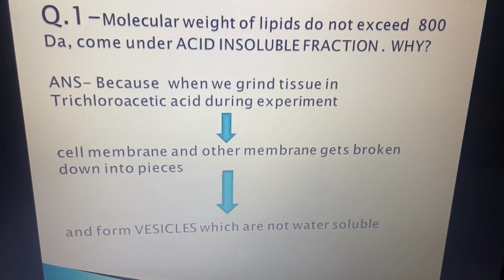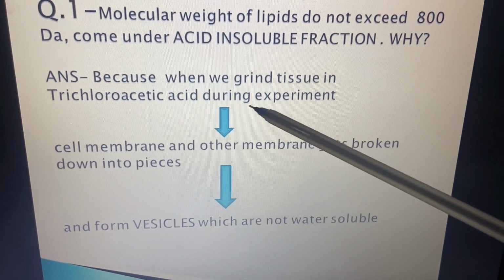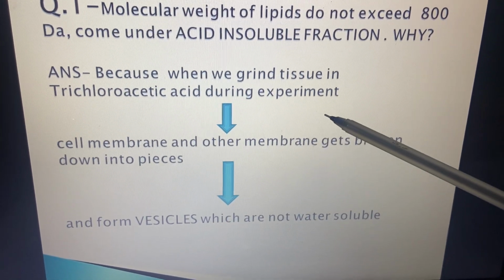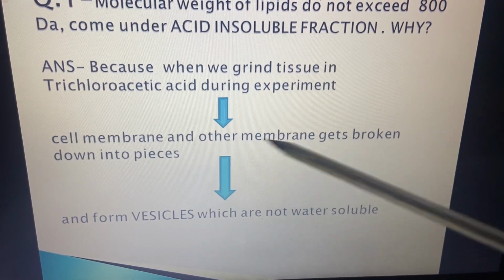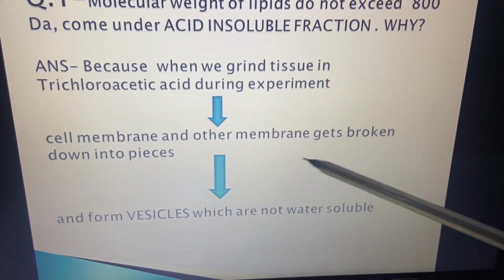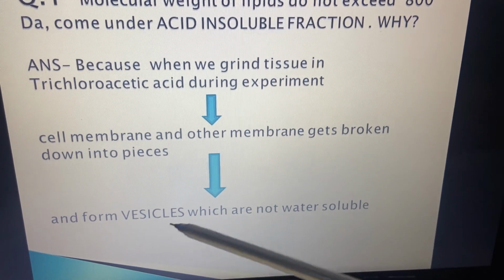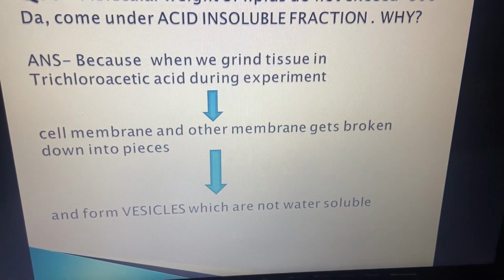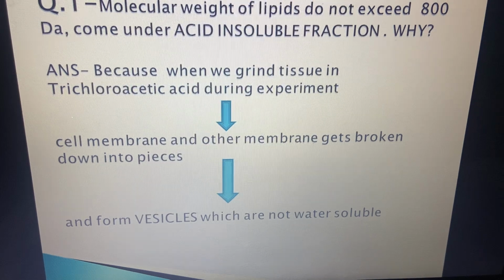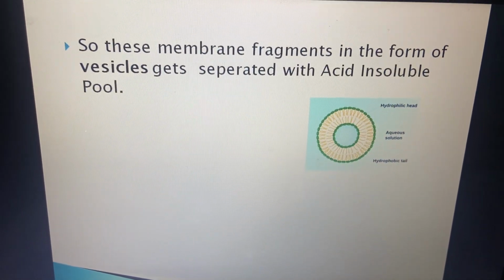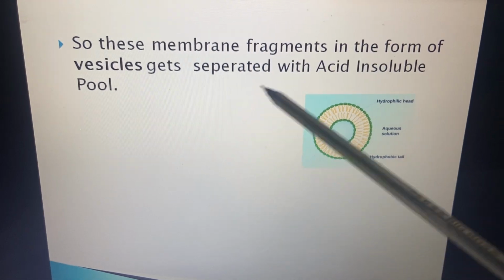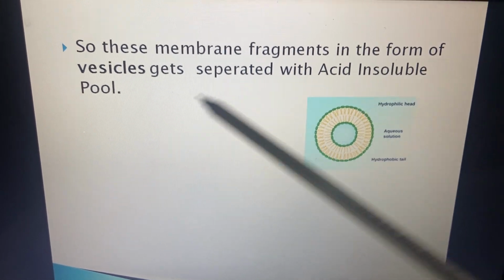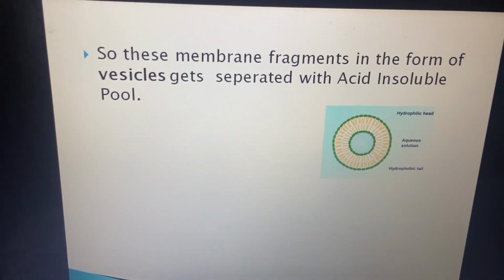The answer is, when we grind the tissue in trichloroacetic acid during the experiment, the cell membranes and other membranes get broken down into pieces and form vesicles. Means lipids form vesicles which are not water soluble. So these membrane fragments in the form of vesicles get separated with the acid insoluble pool. Getting my point?